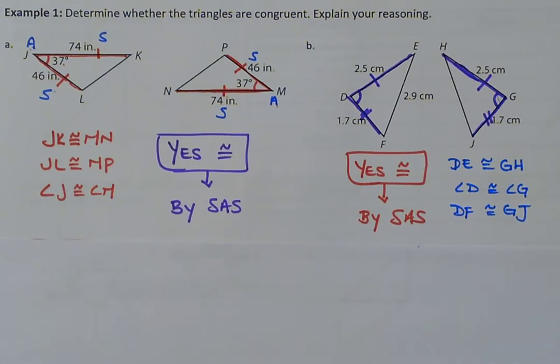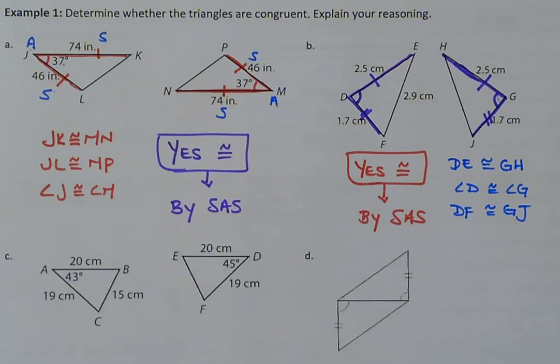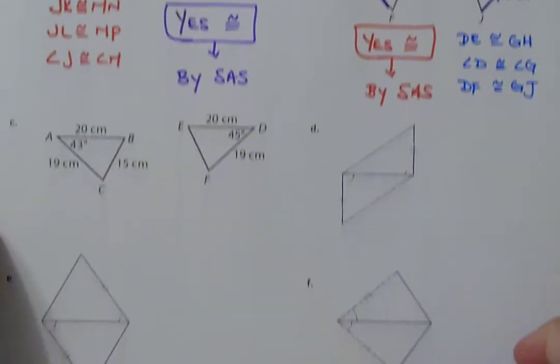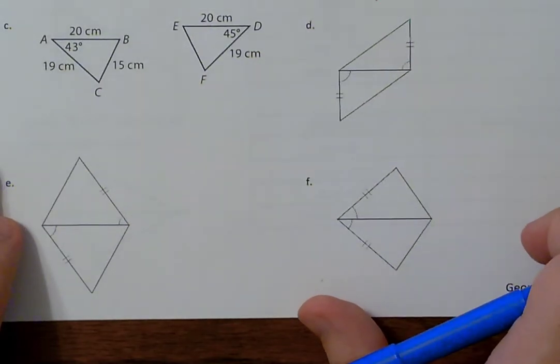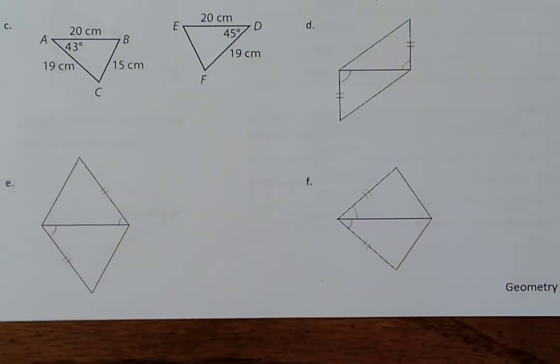Alright, so that is example 1, part A and B. Now there are a few more parts for C, D, E, and F for this example, and I just want to go through and talk about each of them because there's a little something different about each one of them.